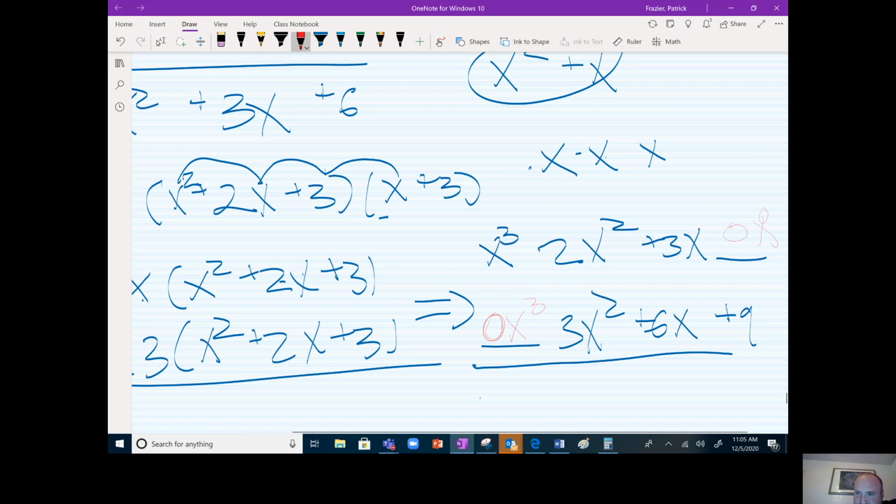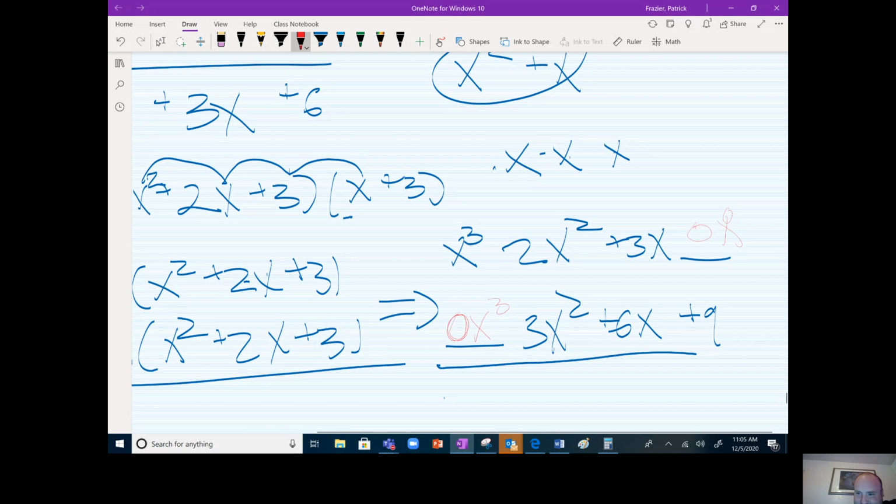and over here you could write that as really 0x to the 0 power, because 9 is really 9 times x to the 0 power. Anything to the 0 power, x to the 0 power, just equals 1. So if you had 9 times x to the 0 power, that'd just be 9 times 1. And anything to the 0 power equals 1 because of this thing called division.